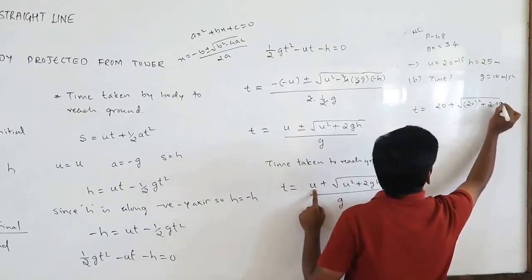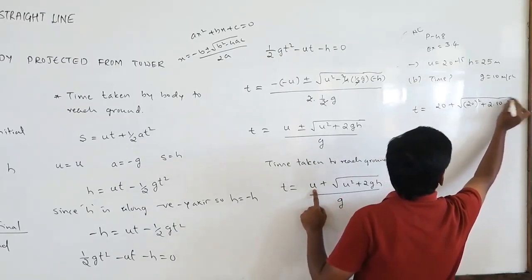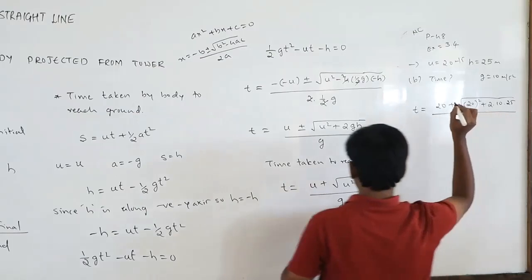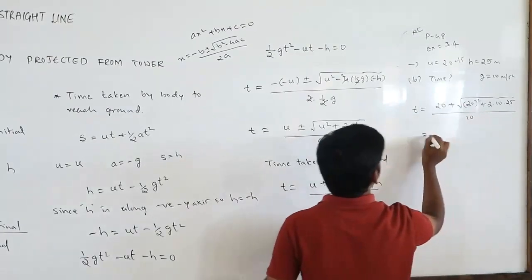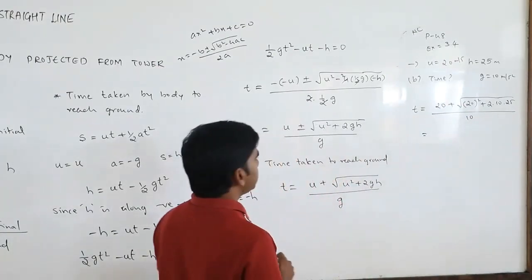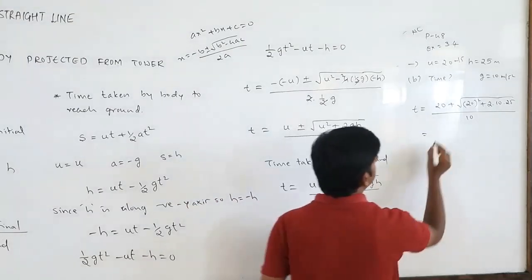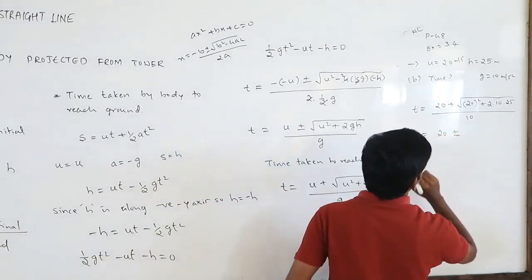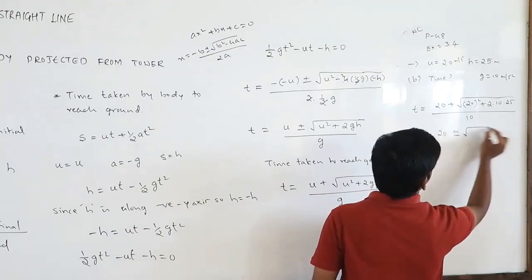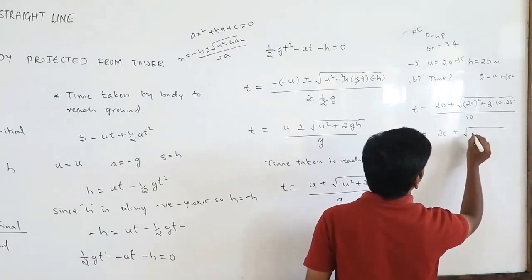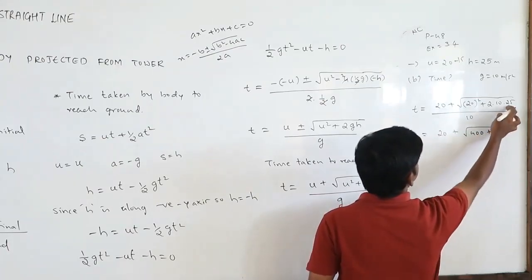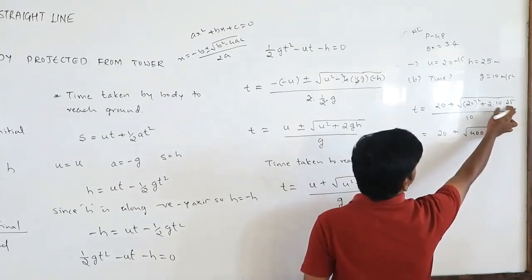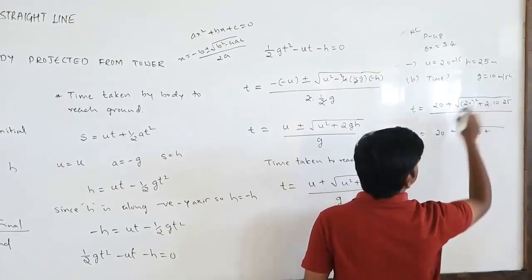So 2 into 10 into 25 divided by g. g is what? 10. Okay. So now what you can do? 20 plus or minus. This is what? Not plus or minus, plus. So 400 plus 2 into 25, 50. So this is what? 10.